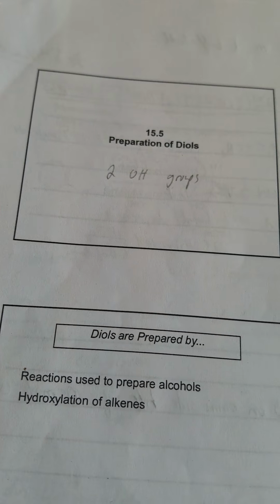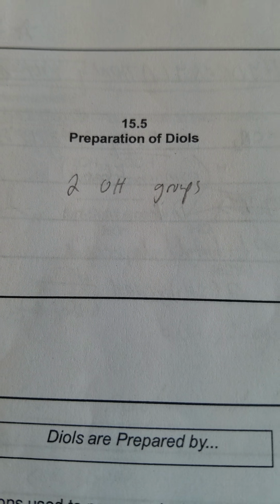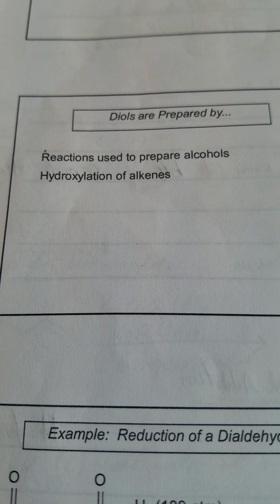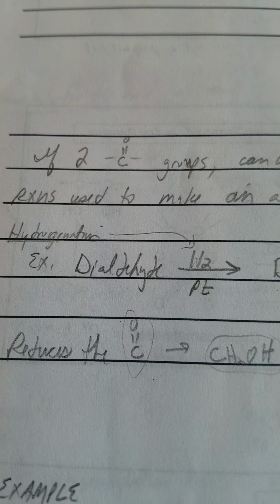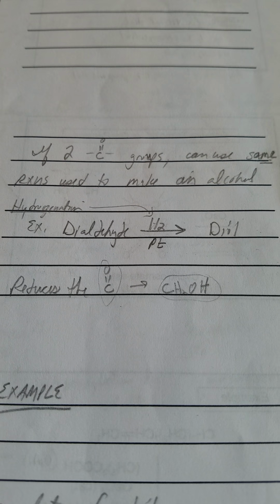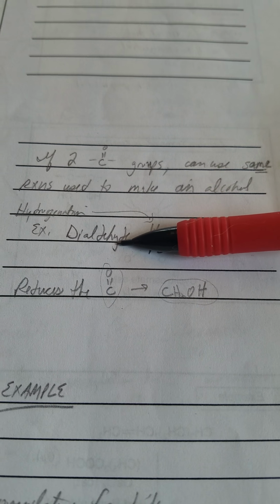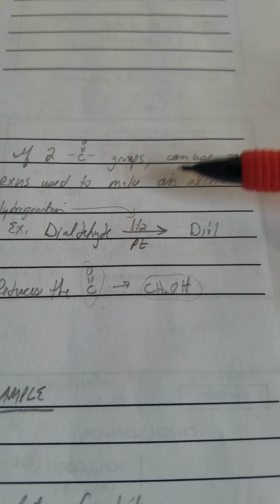The next reaction we're going to look at is preparing diols. A diol is a compound that contains 2 OH groups. In this particular case, if you have 2 carbonyl groups, you can use a reaction to make an alcohol. So if we have a hydrogenation of a dialdehyde using our hydrogen and our platinum, then we're going to reduce our hydrogens.